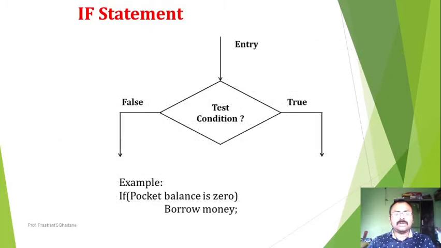This is the flowchart. Entry, then the test condition. If the test condition is true, you follow one path, and if the test condition is false, you follow another path. If the pocket balance is 0, borrow money. For example, if the pocket balance is 0, that means your balance is 0, you can borrow money. If the balance is non-zero, there is no need to borrow money.